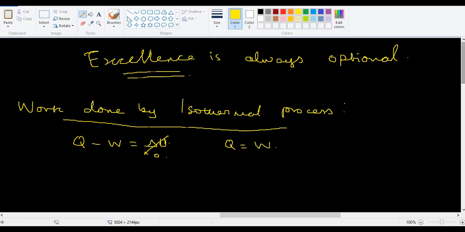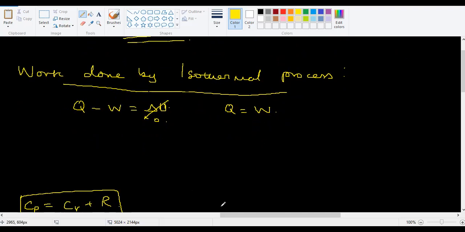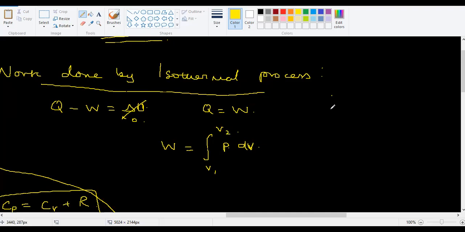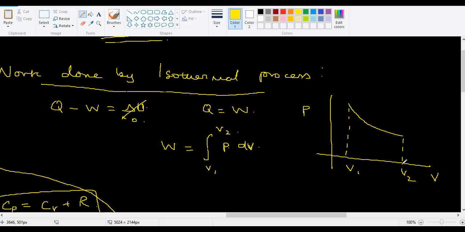But W is nothing but, we define W as the integral of P dV. Why? Because if I'm integrating from V1 to V2, we said it is the area under the curve. I may not have given the diagrams, so take it down properly. Which means at every point the pressure changes, so I have to integrate to find the area.